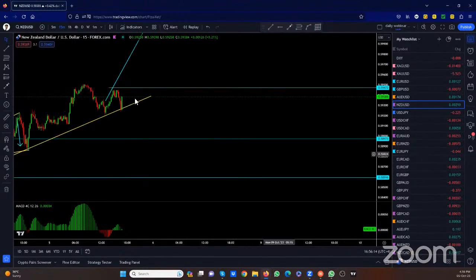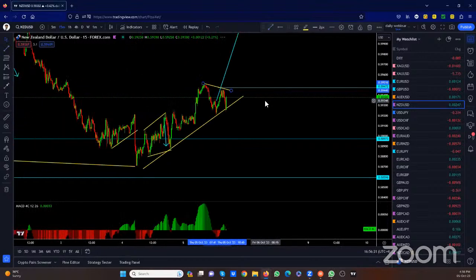New Zealand definitely could be a buy here because you could go with this as a flat. I like the New Zealand buy. That could be a good trade. All right, so New Zealand, we got a buy. Yen.